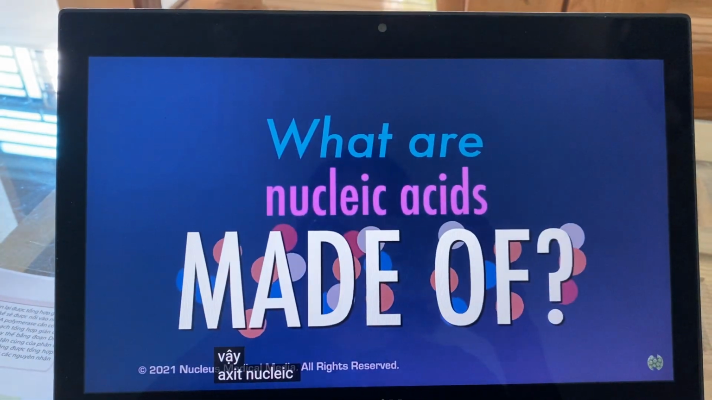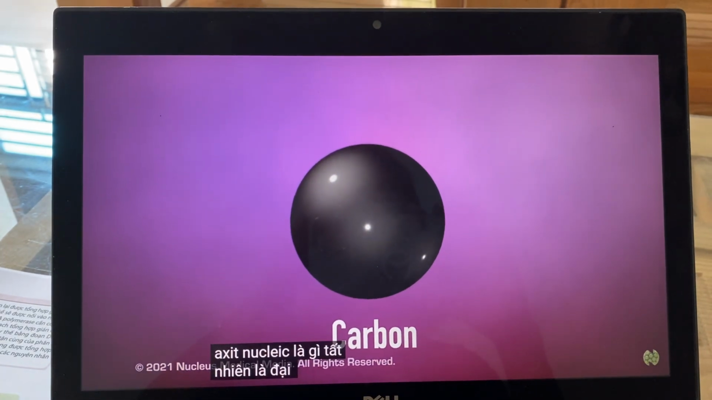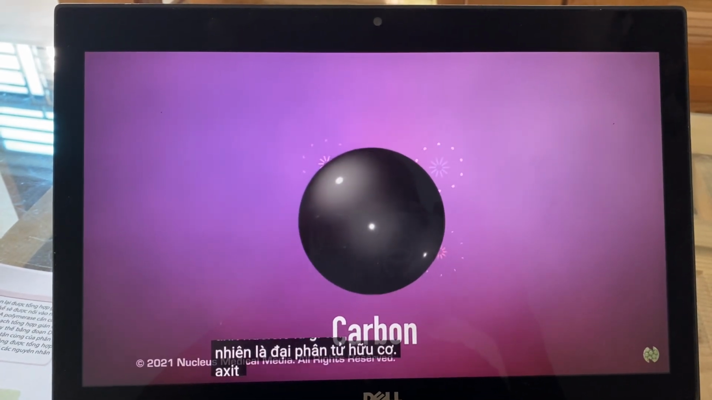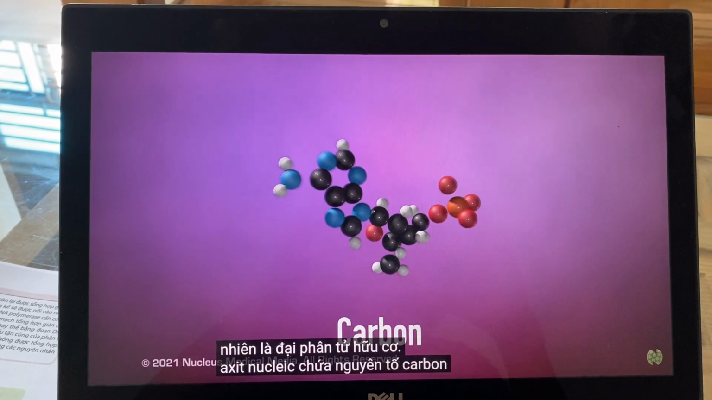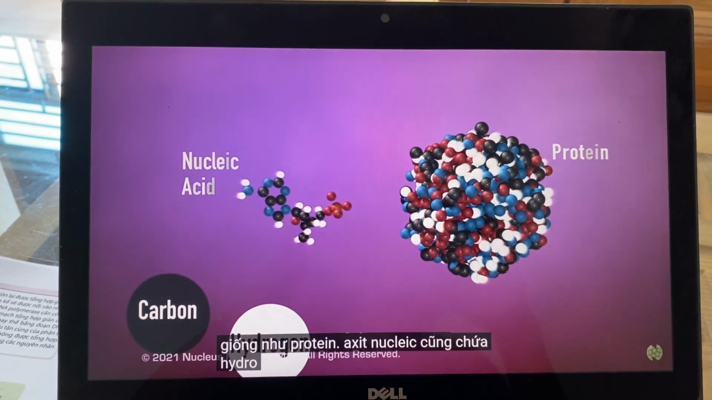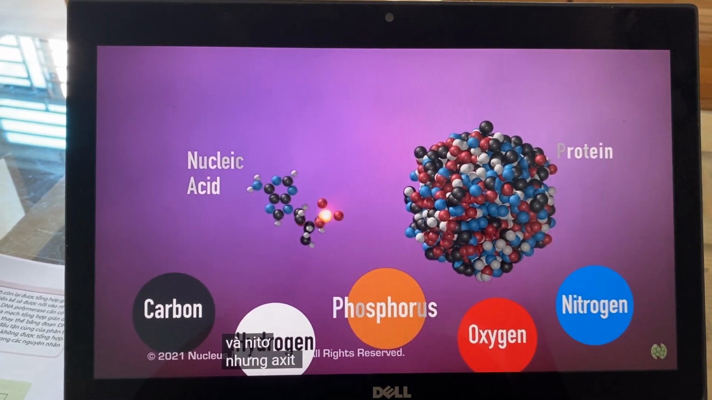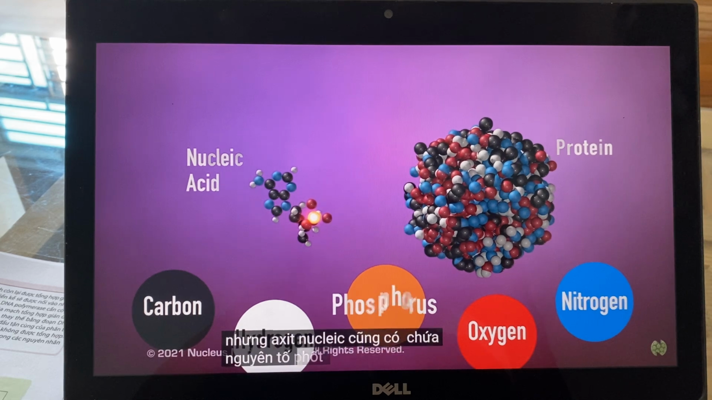So, what are nucleic acids made of? Of course, as an organic macromolecule, nucleic acids contain the element carbon. Like proteins, nucleic acids also contain hydrogen, oxygen, and nitrogen. But nucleic acids also contain the element phosphorus.